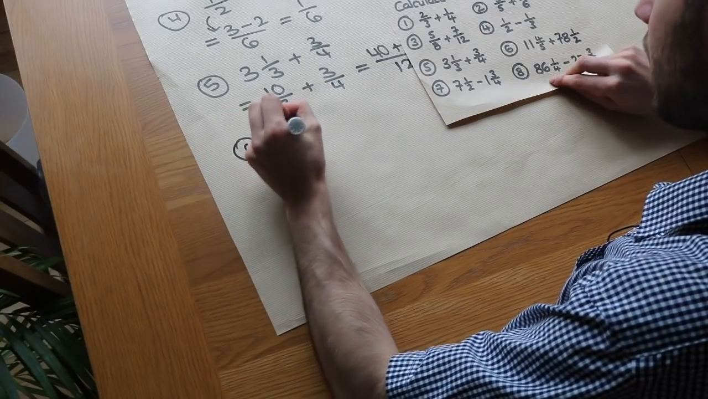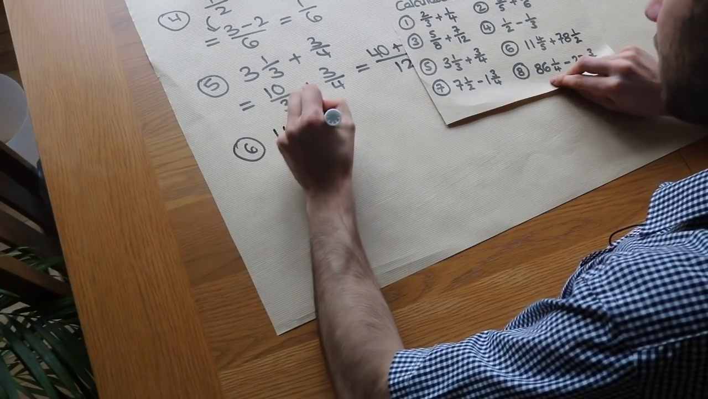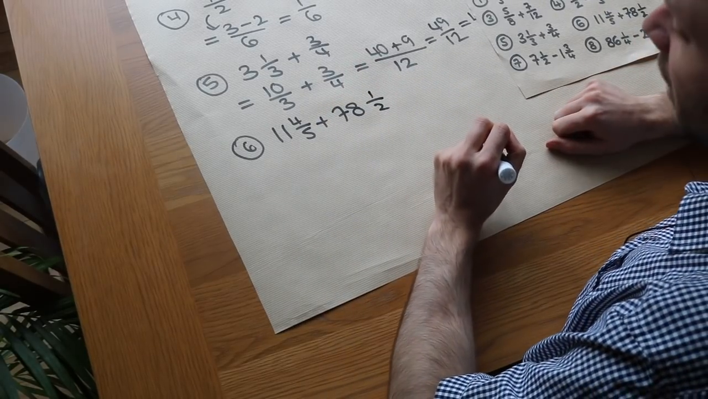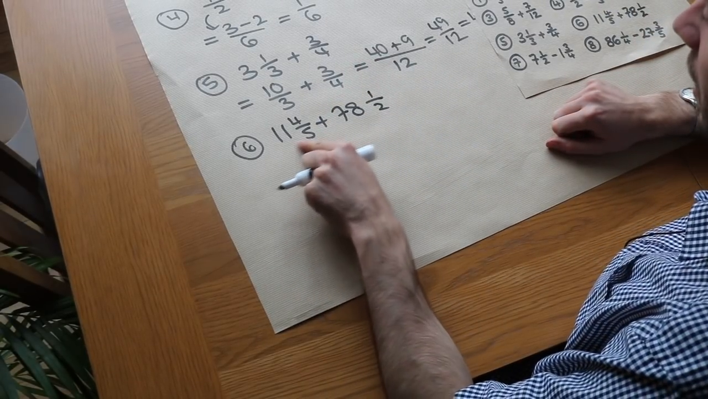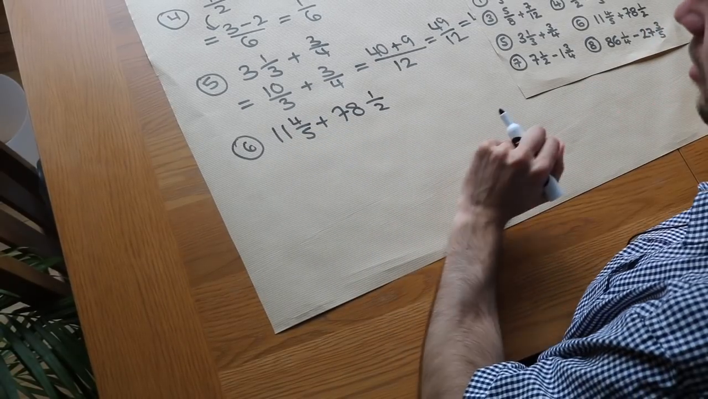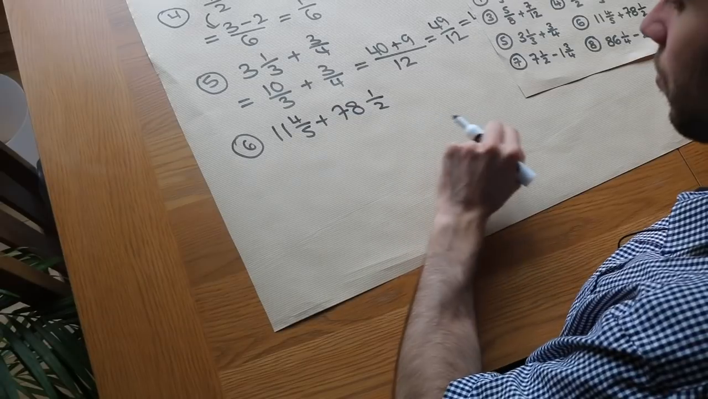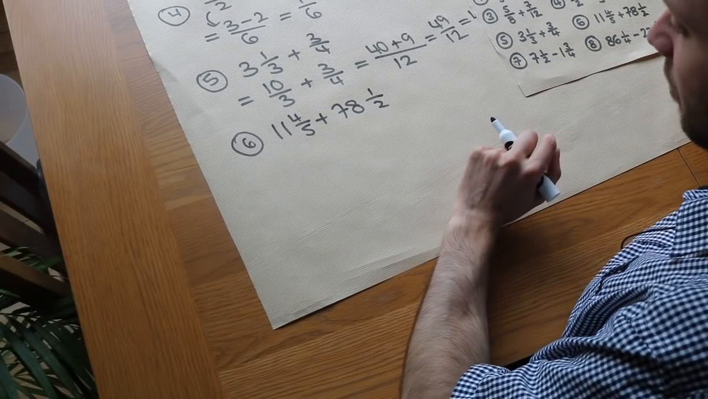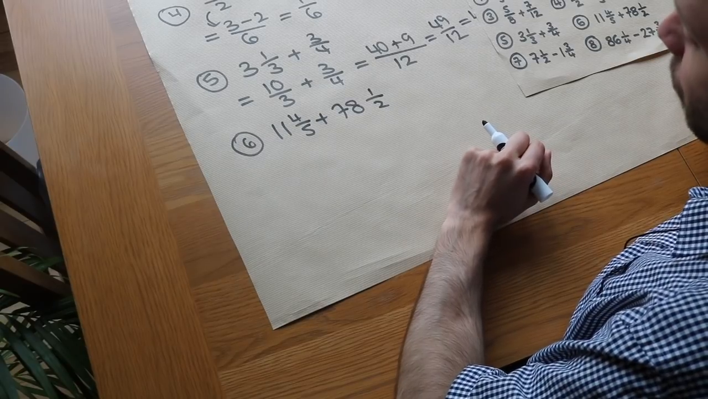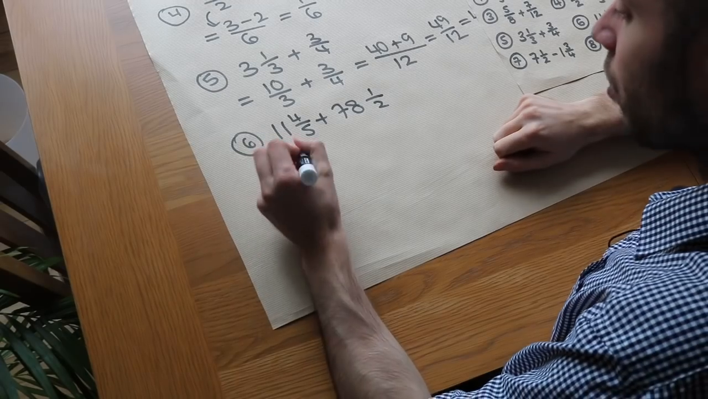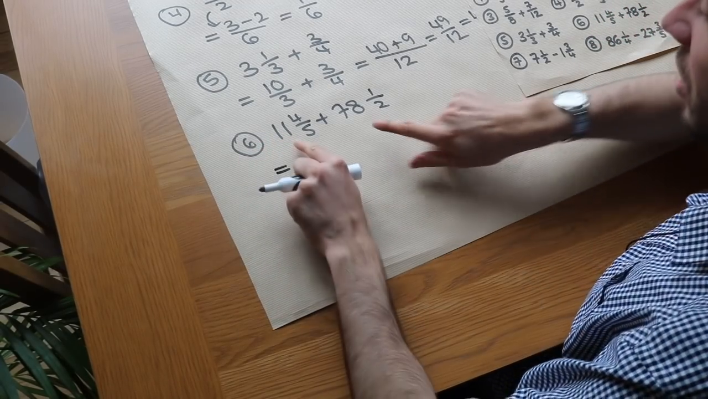What about the next one? Now we've got 11 4/5 plus 78 1/2. Now, it'd be really cumbersome if we had to convert these to improper fractions and then add them, because the numerators are going to be absolutely huge. If we do 11 times 5 plus 4, we've got 59, and 78 times 2 plus 1 is also going to be a big number. So is there a way that we can avoid having to convert them to improper fractions? And there is.